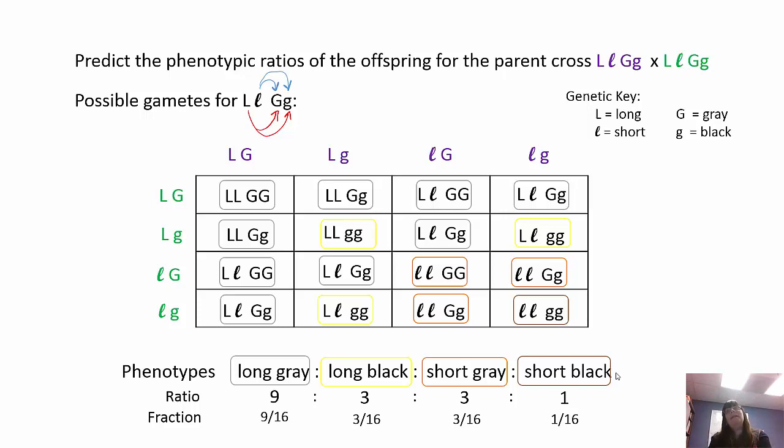So if you're ever asked, if you do a dihybrid cross of two heterozygotes, what is the phenotypic ratio of the offspring? It's always going to be 9 to 3 to 3 to 1. The 9 are both dominant traits. The two 3s are going to be one dominant, one recessive, and then the other dominant and the other recessive. And then the 1 is going to be the double recessive. Okay?